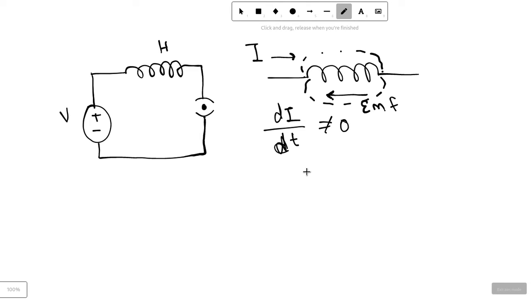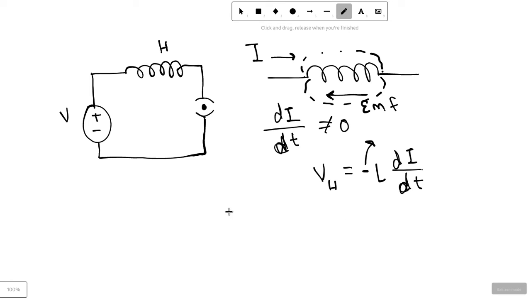Now that back EMF, let's call it V of H, equals minus L di by dt. The negative sign comes because the direction of the voltage or the potential is in the opposite direction of the current. That is why we have got Vh equals minus L times the change of current with time, the rate of change of current.